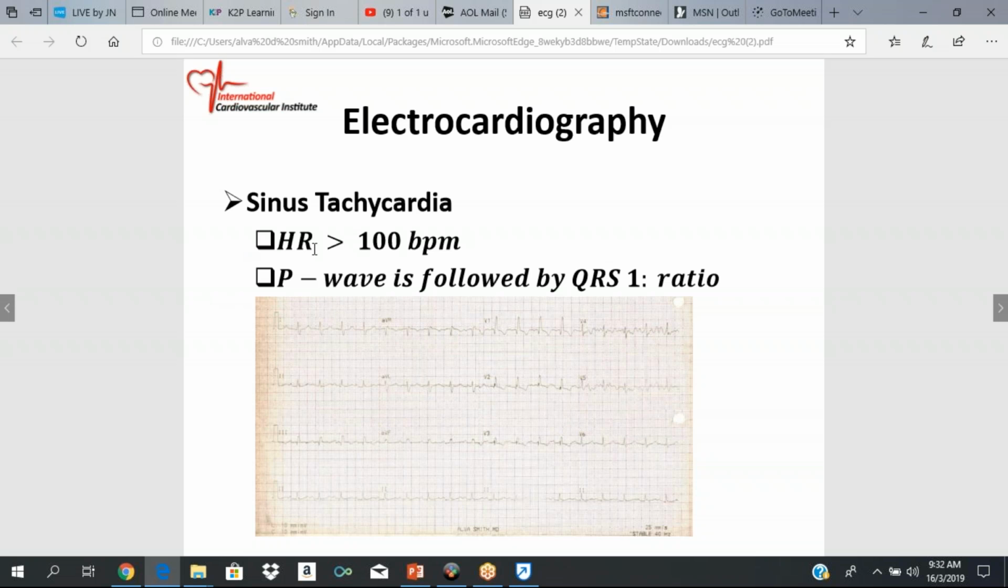So a heart rate greater than 100 is tachycardia. Sinus, because you have upright P waves in leads 2, 3, AVF. The PR interval is between 120 and 200 milliseconds. The QRS duration is less than 120 milliseconds. So it makes it sinus tachycardia. Sinus means that the impulse is coming from the sinoatrial node.